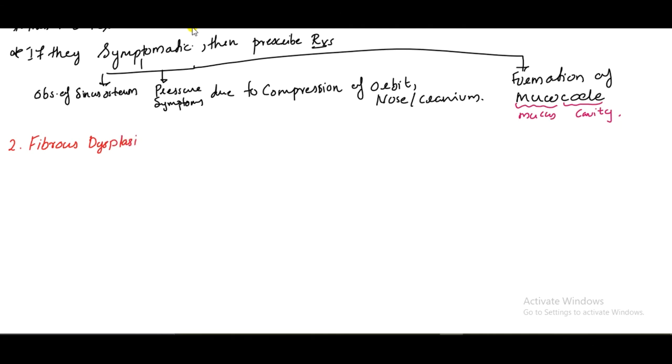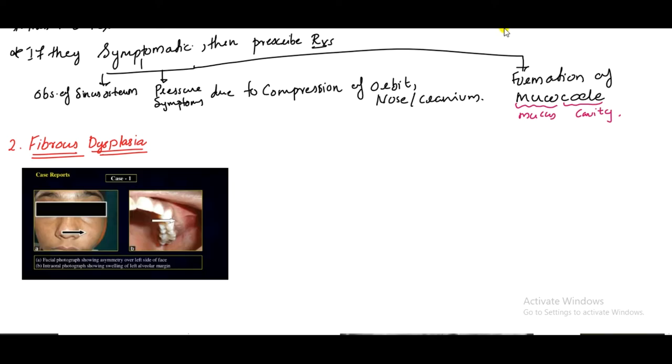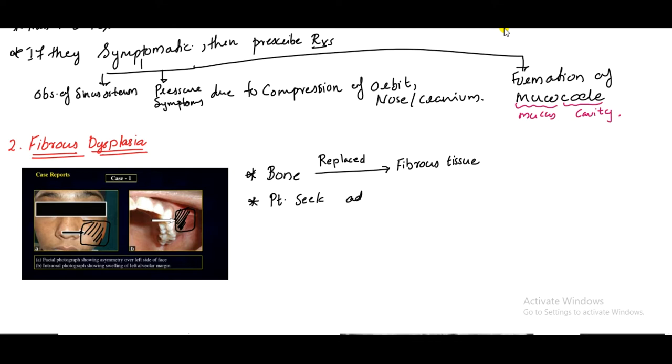And the second type of benign tumor of paranasal sinus is fibrous dysplasia. You can see the picture here, the white arrowed one, which we can see when we look into the mouth of the patient. Fibrous dysplasia is the replacement of bone with fibrous tissue. Also you can see the picture of the external appearance of fibrous dysplasia in this patient.